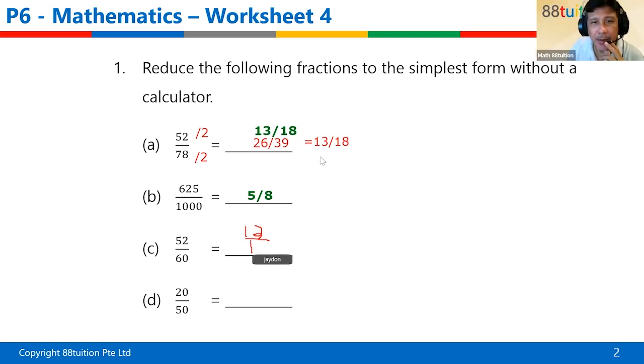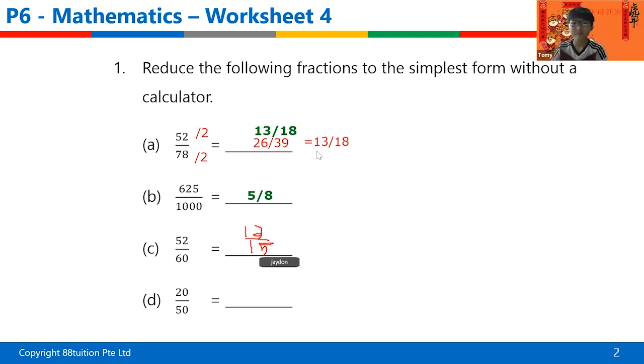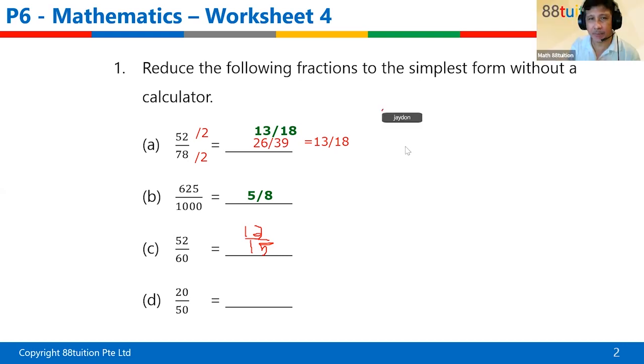You are dividing by what? 2. I mean 3. Sorry, 3. Dividing by 3. If you divide by 3. Oh wait, no wait. You cannot divide by 3. You have to divide by 13. Right? You must divide by 13. I see that now.